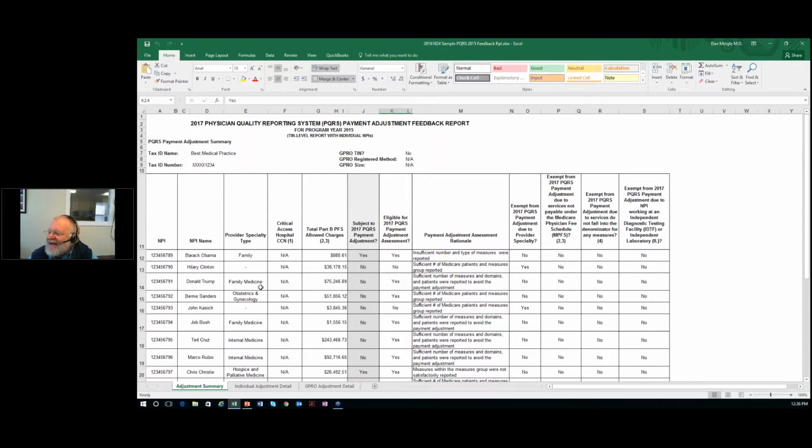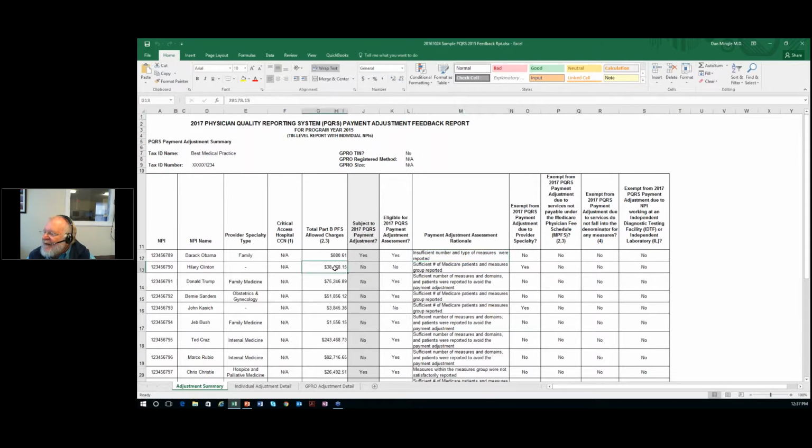By NPI, it details the various providers in your group. What is their declared specialty from the PECOS system? Are they part of a critical access hospital? What are the total allowed charges that Medicare attributes to each of these providers? Are they subject to the payment adjustment? This one says it is because there's an insufficient number and type of measures reported.